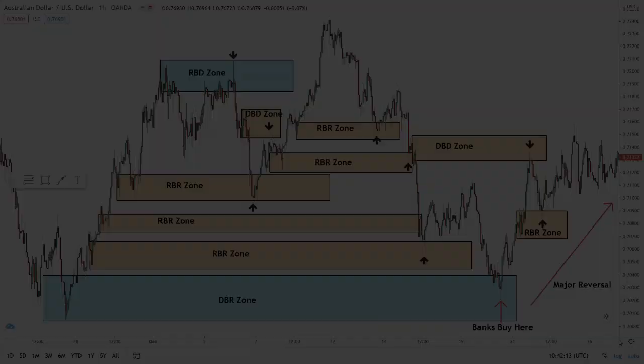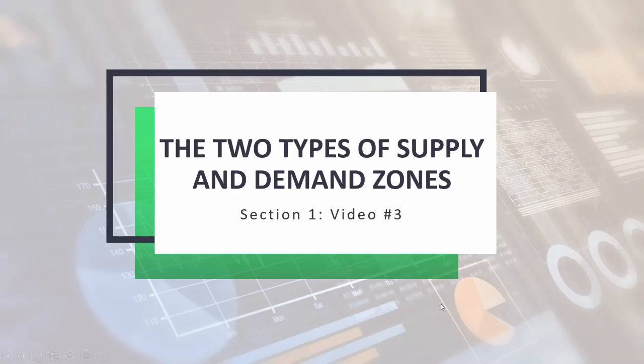So to close this off, there are two types of supply and demand zones. Rally-based rally and drop-based drop zones, these only form during a swing, and rally-based drop and drop-based rally zones, these only form at swing points, when price either swings down after swinging higher or swings higher after swinging down for a while. These are the highest probability zones because the banks can buy or sell more to cause them to form due to price moving in the opposite direction before they form, giving the banks many buyers or sellers to transact with.